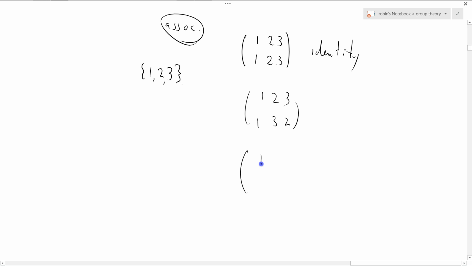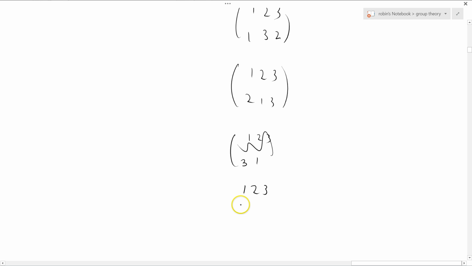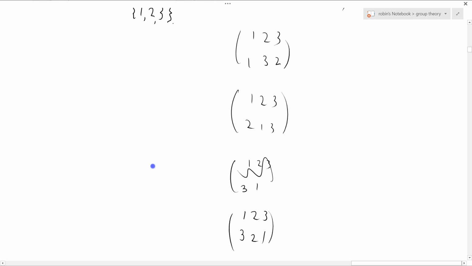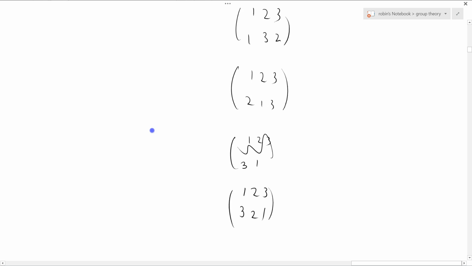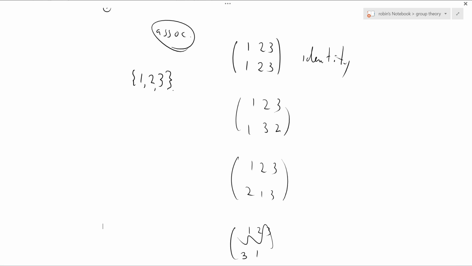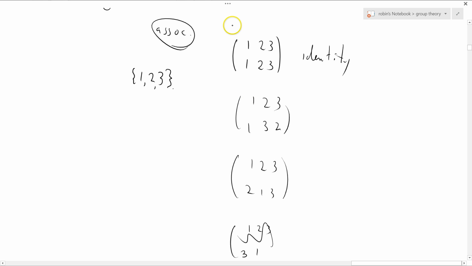How about 1, 2, 3 goes to 2, 1, 3. That's just swapping 1 and 2 over. Now, what am I trying to do here? I'm trying to swap 1 and 3 over. 3, 2, 1. You see here I'm swapping 2 and 3. Here I'm swapping 1 and 2. And here I'm swapping 1 and 3. So these are all functions which are invertible. You can tell that they're invertible because the domain and the range are the same set.